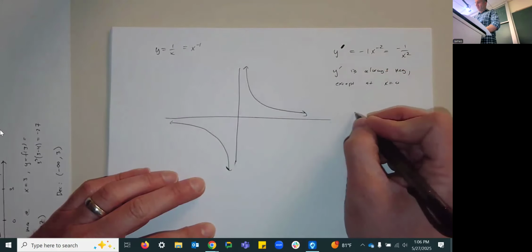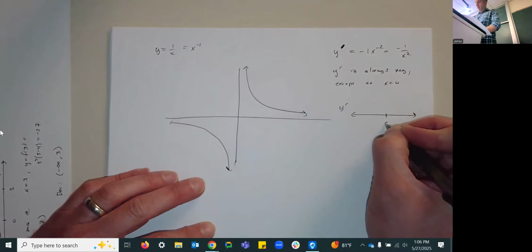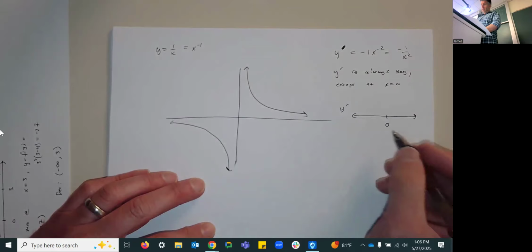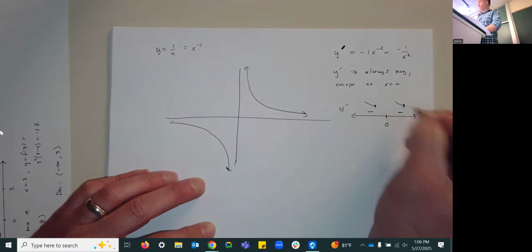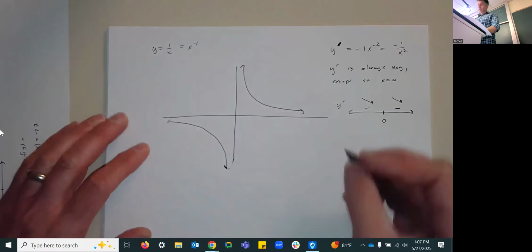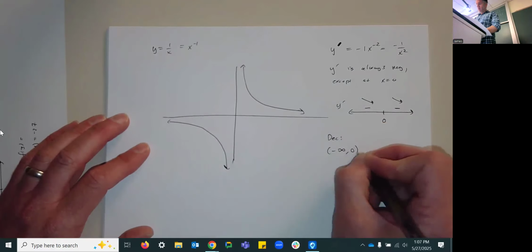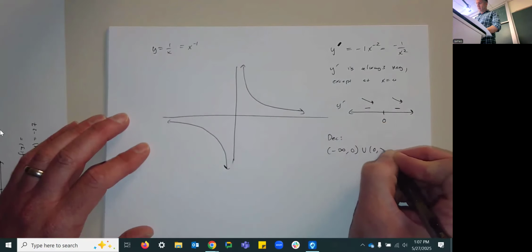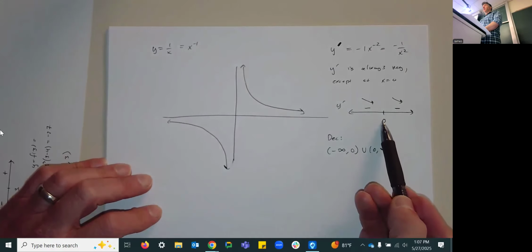So here's our first derivative sign chart. At 0, the function's undefined, the derivative is undefined, but on the other side, it's negative here, decreasing, decreasing. But if I was asked to talk about the interval where this was decreasing, the answer would be decreasing on -infinity to 0, union 0 to infinity. Because we can't include 0 because the function isn't defined there.